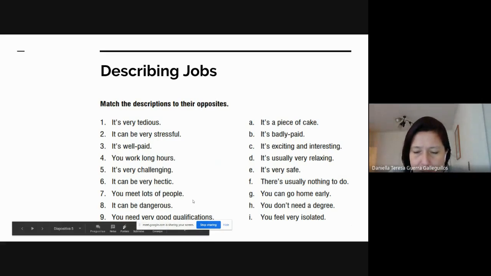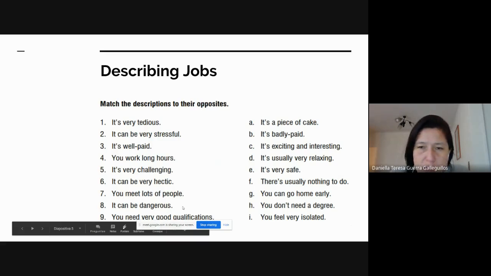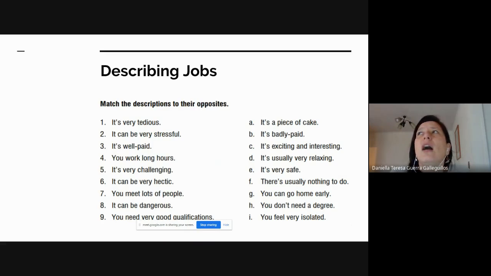It can be dangerous. The opposite could be it's very safe. Dangerous versus safe. You need very good qualifications. The opposite could be you don't need a degree. Remember that qualifications talks about certifications or how to get a certificate in any studies or specialization.